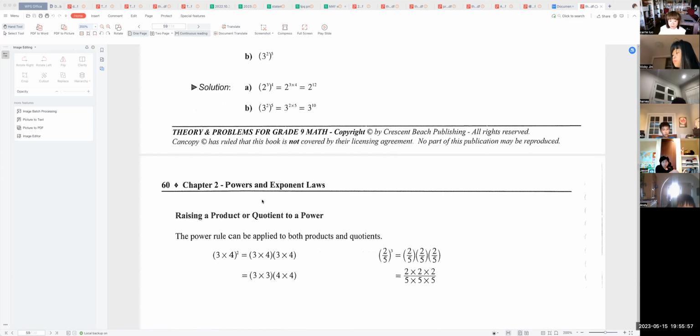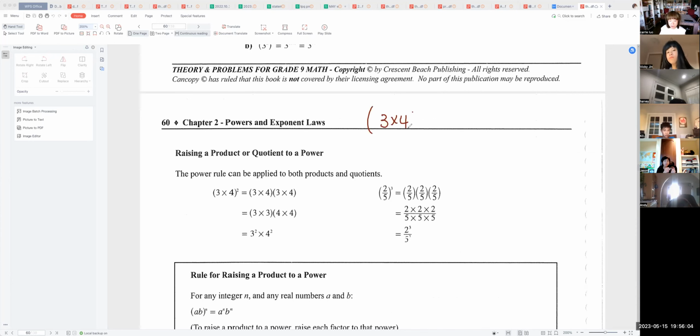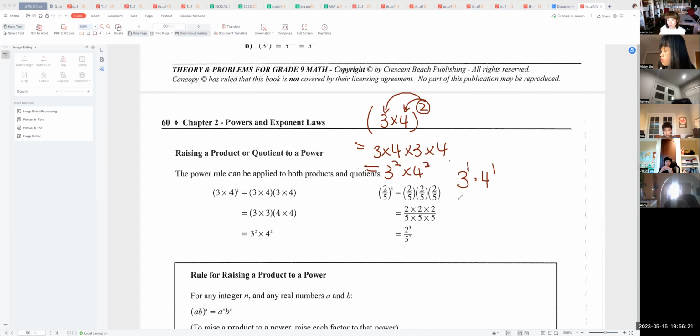Okay, so now we're going to take a look at this one. What if we have the question 3 times 4, squared? So equals what? Equals 3 times 4 times 3 times 4. So that's why it's 3 squared times 4 squared. Okay, Vicky? So this 2 is going inside. How do we get it? It's because it's 3 to the power 1 times 4 to the power 1, squared. So outside is 3, 1 times 2, 4, 1 times 2.